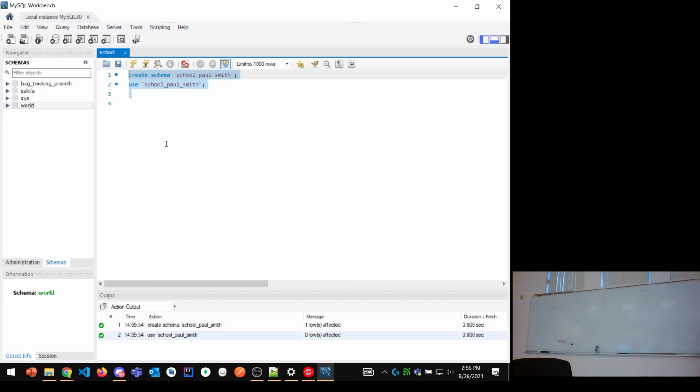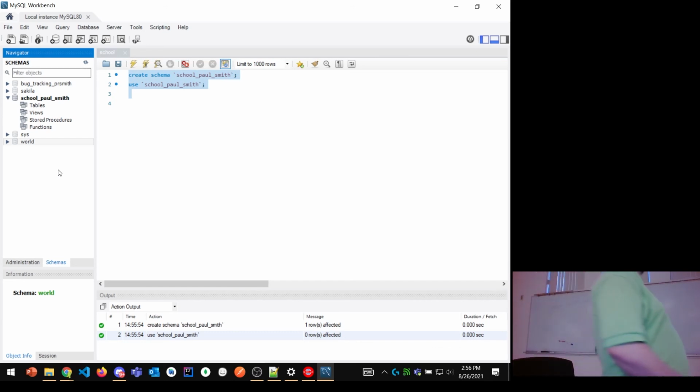Any guesses of what I need to do? Yeah, hit the refresh button. So I'm going to go up here and hit refresh. There's my school database, and you can see that it's in black. The fact that it's in black says that is your active database. So right now my school database is my active database.